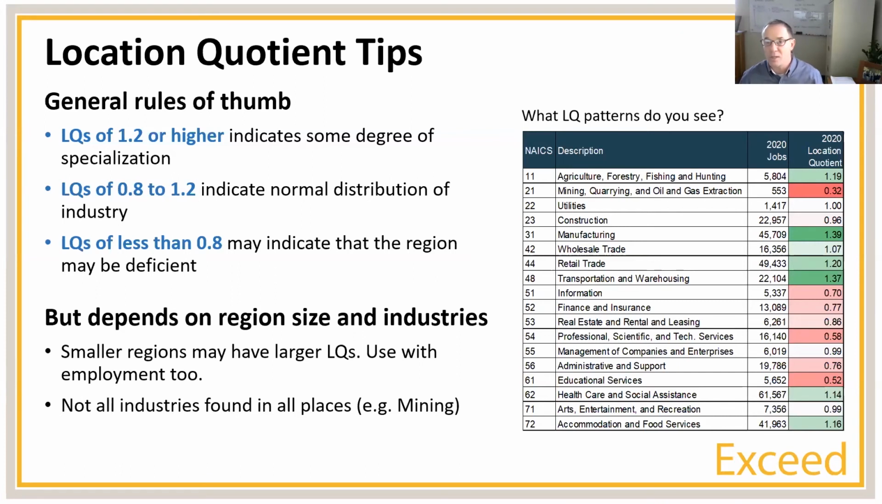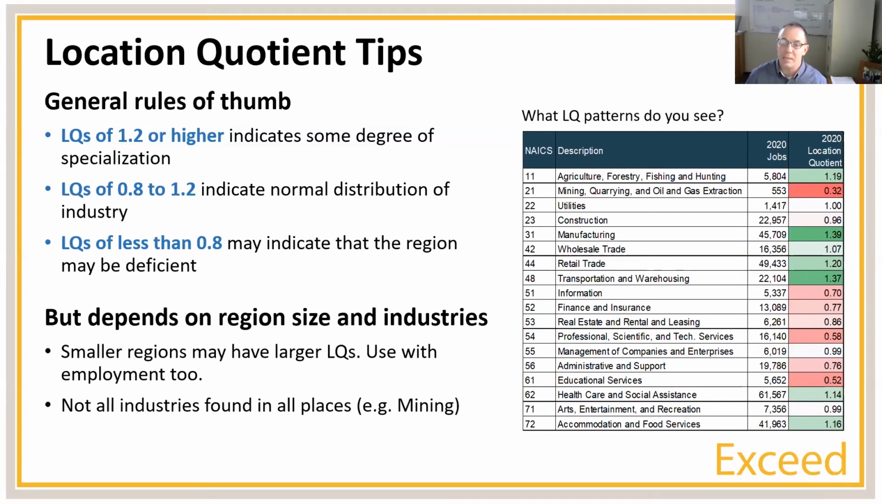In very small regions, at a county level or even two, three, or four counties, you may find very high LQs. And again, it could be just one company that's employing a lot of people. So you want to look at that with employment as well, and payroll and locations. Not all industries are going to be found in all places either. You may be in a place where mining is just not going to be there, and that's okay. It doesn't mean you're deficient in it. It's just that it's not going to be there.